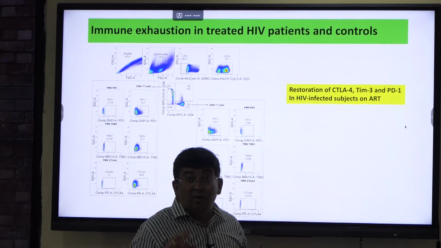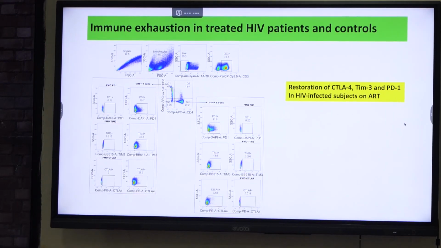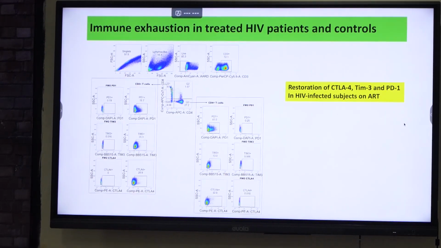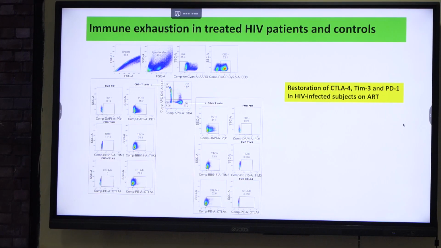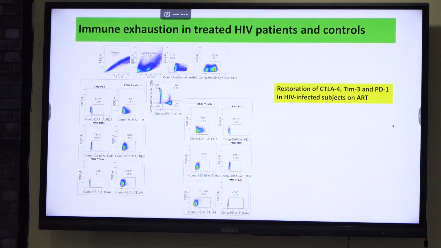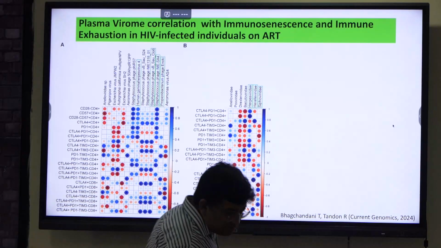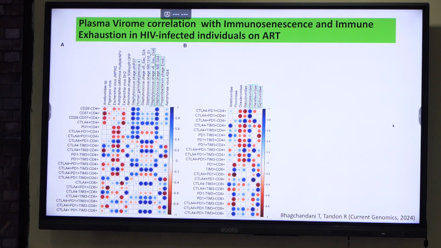And then we know the frequency of senescent T cells and exhausted T cells. We wanted to know whether in any way they are associated with different kinds of viral taxa or not. Using R software, you see that we ended up correlating various viral taxa with various T cell phenotypes.